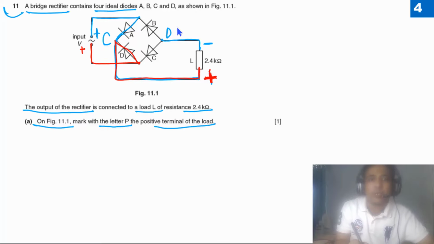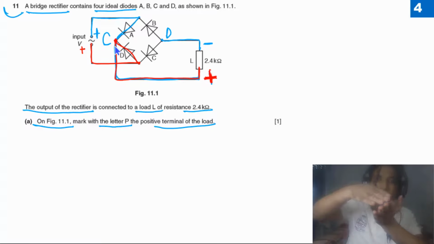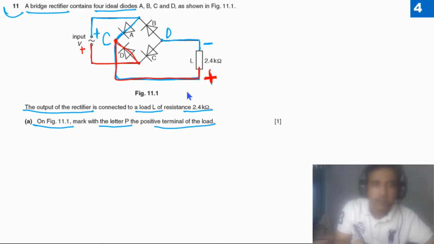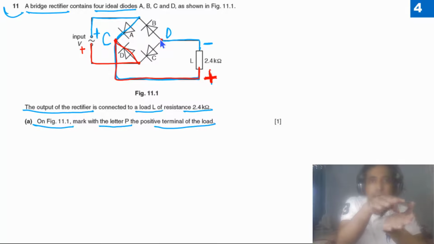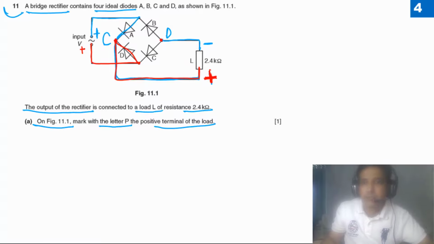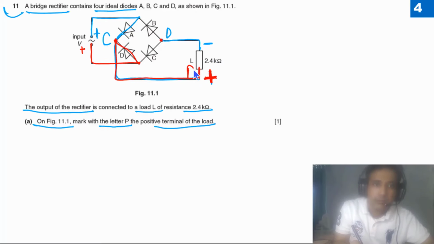So this is how you need to mark. I have explained in detail, but if you have understood this point, simply look at the point at which diodes converge, and that side is connected with the positive terminal. So this is positive, and the point at which diodes diverge has to be connected with negative. So this is how you can draw. For this question, simply you need to mark positive and negative, the positive terminal you can mark with the letter P. So this is simply what you need to write down.